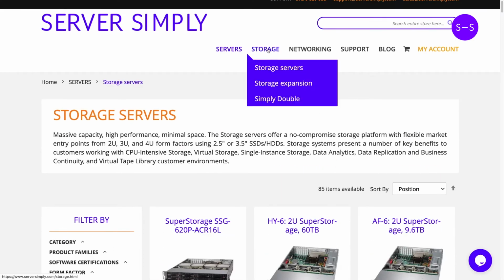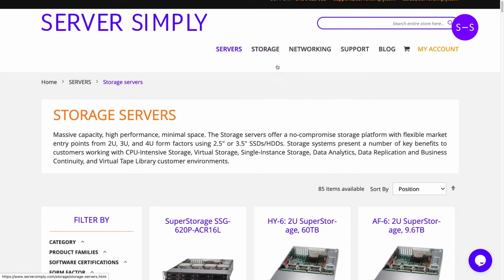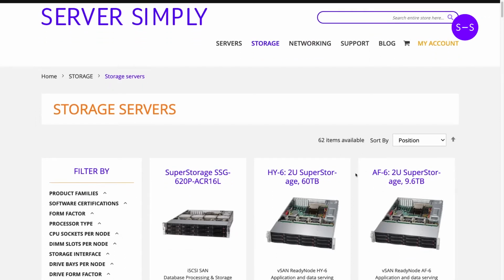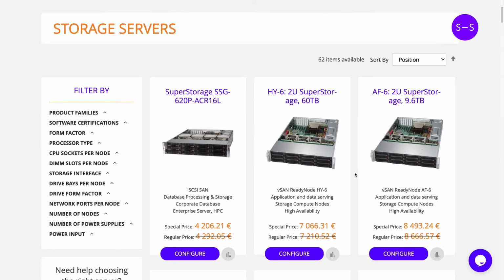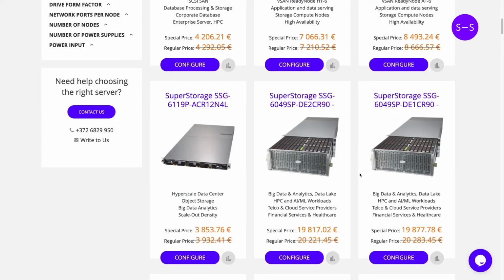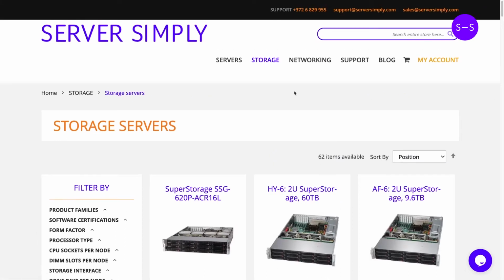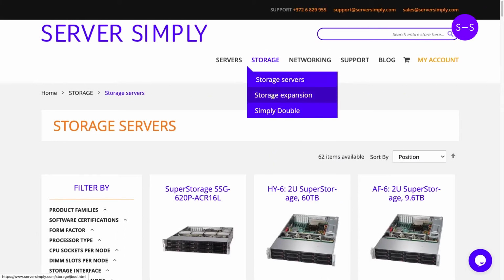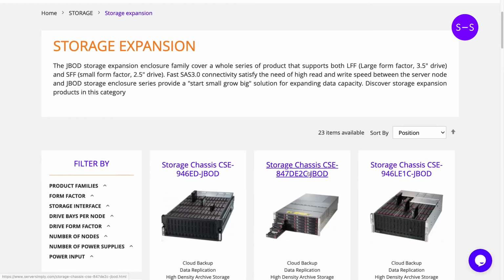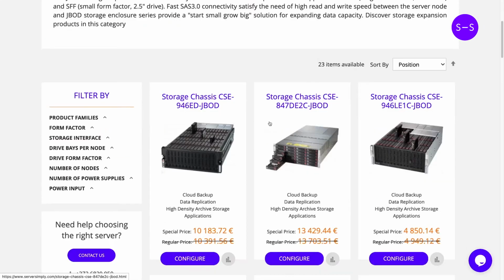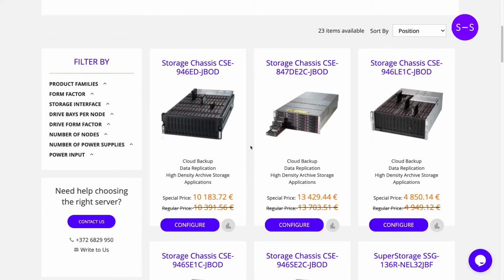For storage we also have a different submenu here for storage servers that gathers all storage purpose-built servers. This means a server or a chassis that has disks, server motherboard and server processors in the same chassis. And there's a storage expansion section where you don't have any motherboard or computing power within the chassis. Those are basically expansion shelves for existing servers or for expanding your current infrastructure with just storage space.